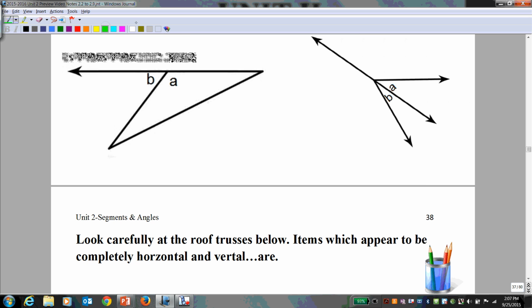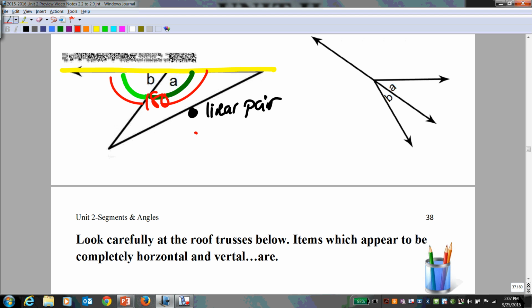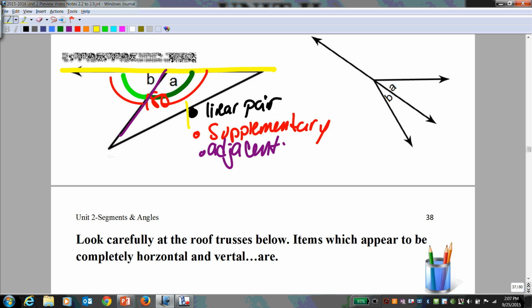Last one. There's A, and there's B. We share a spine, we make a line, so they are a linear pair. They add up to 180. So they're supplementary. And they are adjacent. So I think you're beginning to realize if something is a linear pair, it's automatically these two as well.